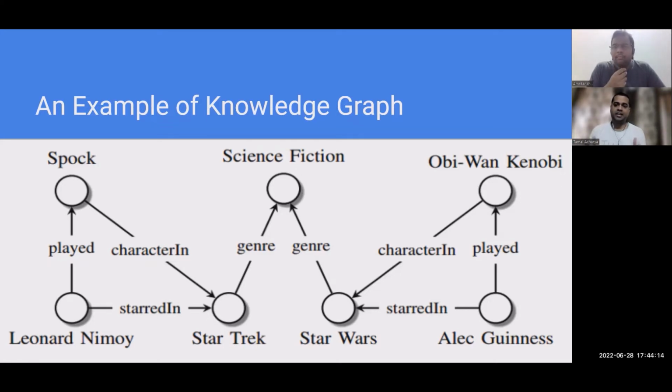So this is how it is connected. By looking at the pictures, we know how to connect the two characters and the two franchises. So this is all about an example of a knowledge graph.